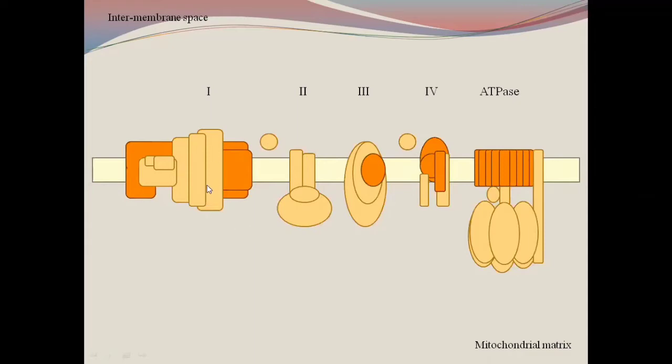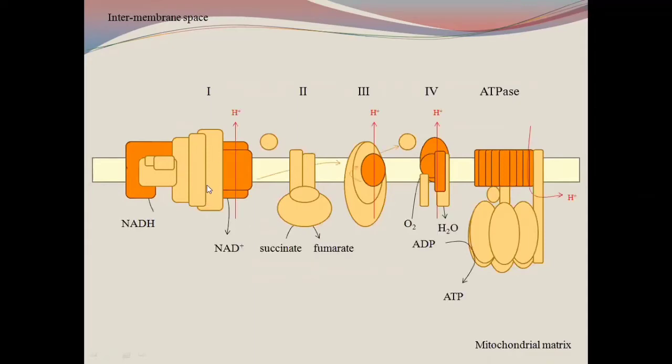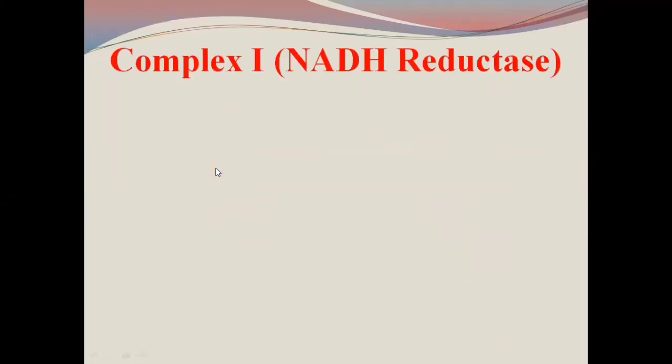Now let's see complex 1 in detail: its structural organization and how the electrons are transported from complex 1, and how NADH gets oxidized by this complex 1. Complex 1 is also known as NADH reductase. As the name indicates, this complex 1 is going to be reduced by the NADH.